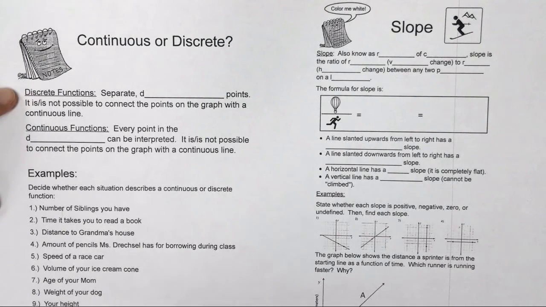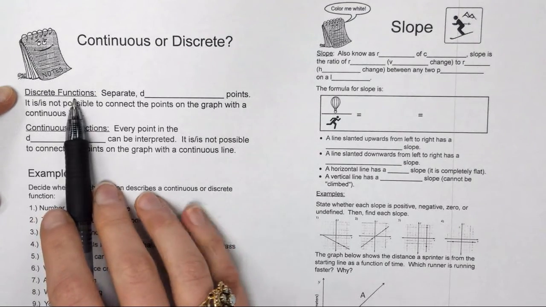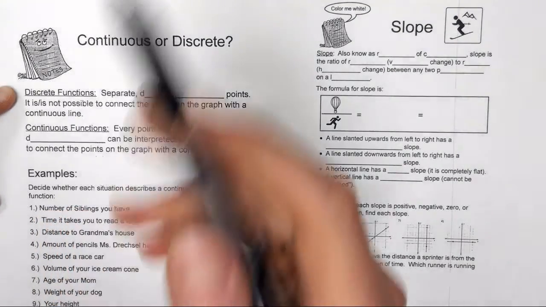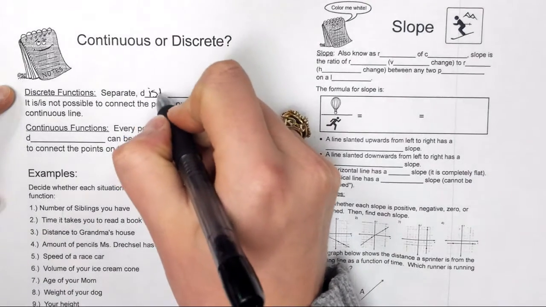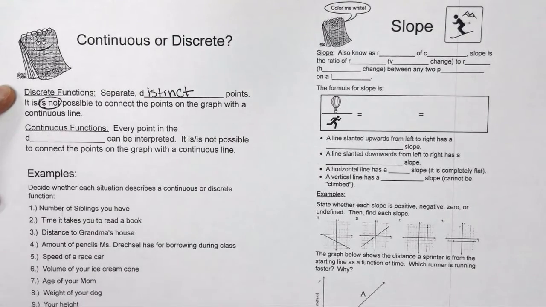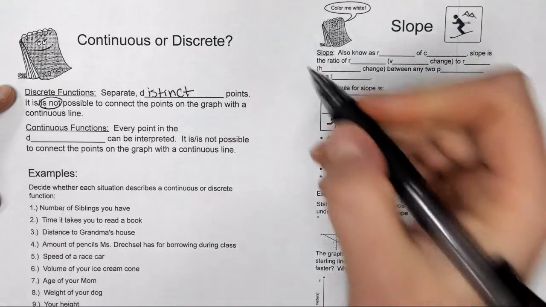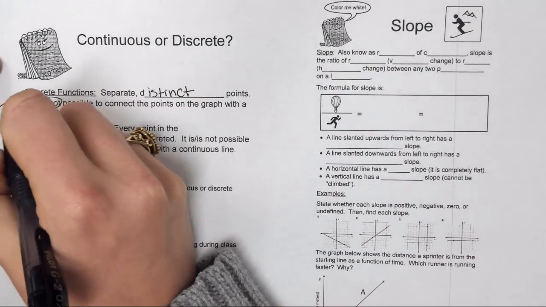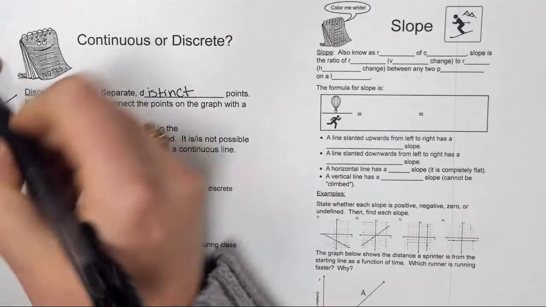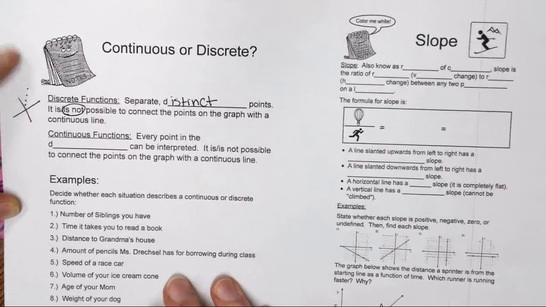So the first thing we're going to talk about is a discrete function. A discrete function is where you have separate, distinct points. And it is not possible to connect these points on a graph with a continuous line. So you're looking at a bunch of plotted points. So something like that, on your coordinate grid, a bunch of points, that would be a discrete function.